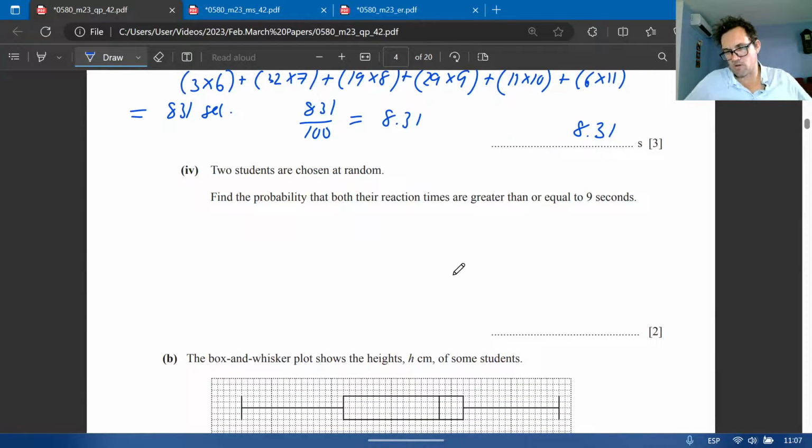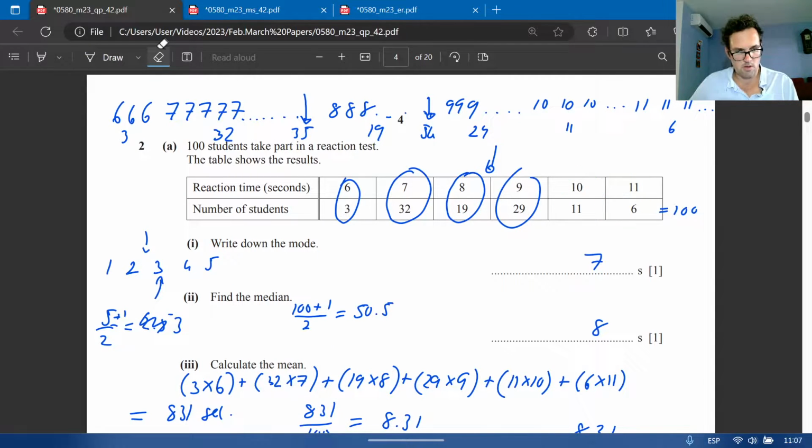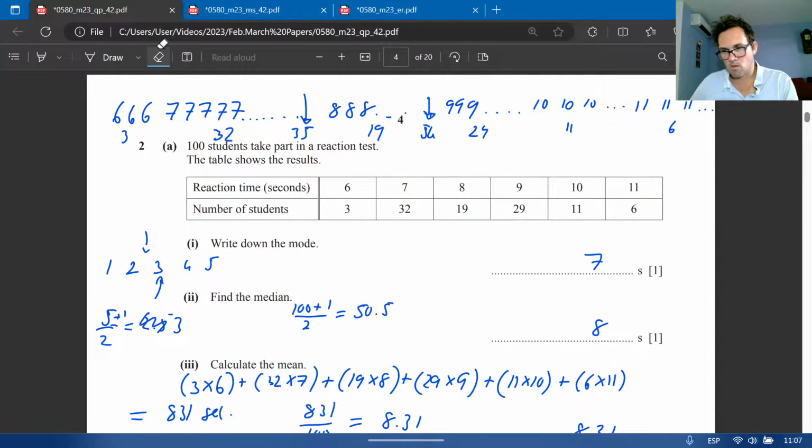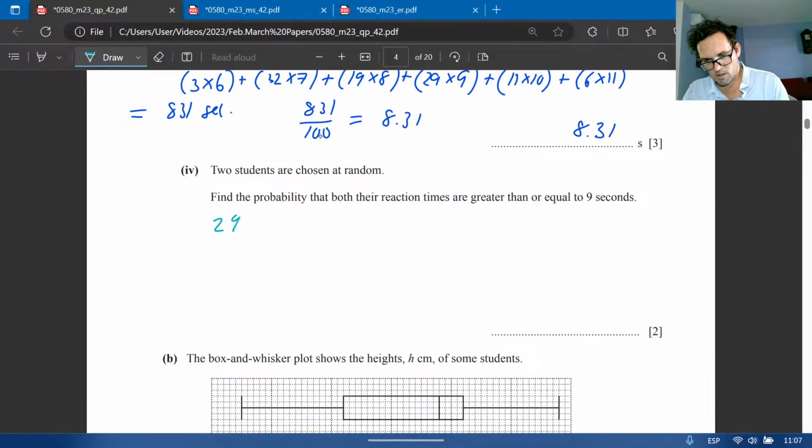Part 4. 2 students are chosen at random. Find the probability that both the reaction times are greater than or equal to 9 seconds. Okay. So we're now looking at these students. We have to pick one of them because their reaction time is 9 seconds or greater. So how many of them are there? Well, that's 29 plus 11 plus 6. Let's do that first. What is that? That's 46 students that we can possibly pick.